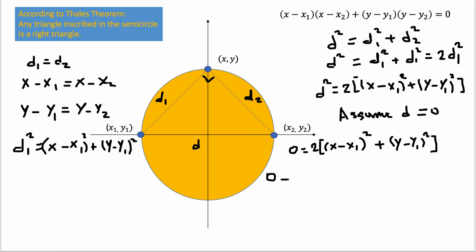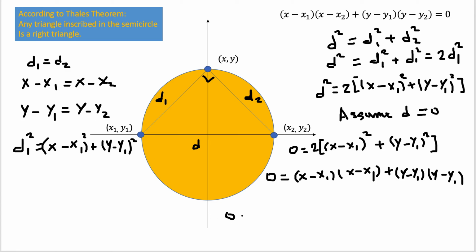And now let's write 0 is equal to, and instead of (x minus x1) square, I'm going to write the expanded form. (x minus x1) square, I can write as (x minus x1) times (x minus x1). Same thing I'm doing for (y minus y1) square: I will write (y minus y1) times (y minus y1). But here now we are going to use another substitution. Whenever I have x minus x1, I can substitute with x minus x2, and y minus y1 I can substitute with y minus y2.